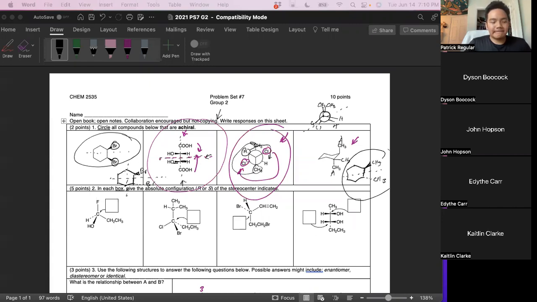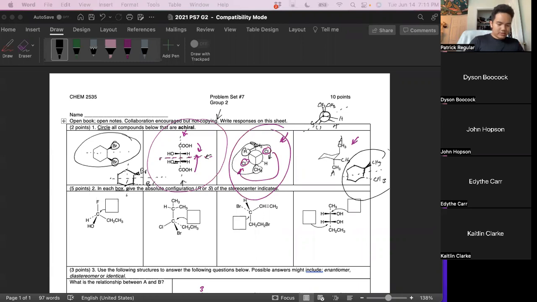Could one be not achiral and not chiral? I don't know how to explain that, but does it have to be chiral or achiral? It doesn't have to be chiral or achiral. If it's not achiral, you don't circle it. Okay. Yeah.